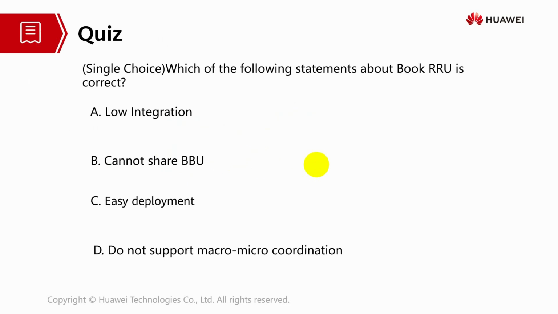So let's go through the quiz question. Which of the following statements about book RRU is correct? The answer is C, easy deployment. So this is the best solution.